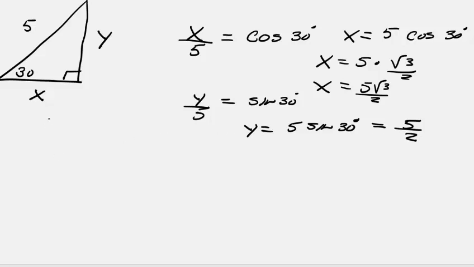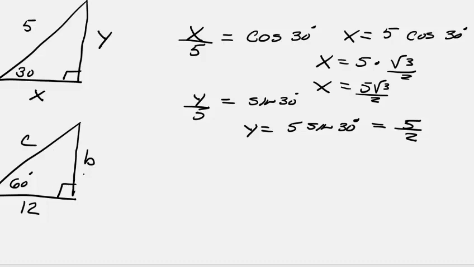Alright, let's look at one where we don't know the hypotenuse. Let's draw one like this. Make this a right angle. Let's make this 60 degrees. And let's say we know this is 12 here. Let's make this side b, and we'll make this c, and I want to find out what these lengths are.